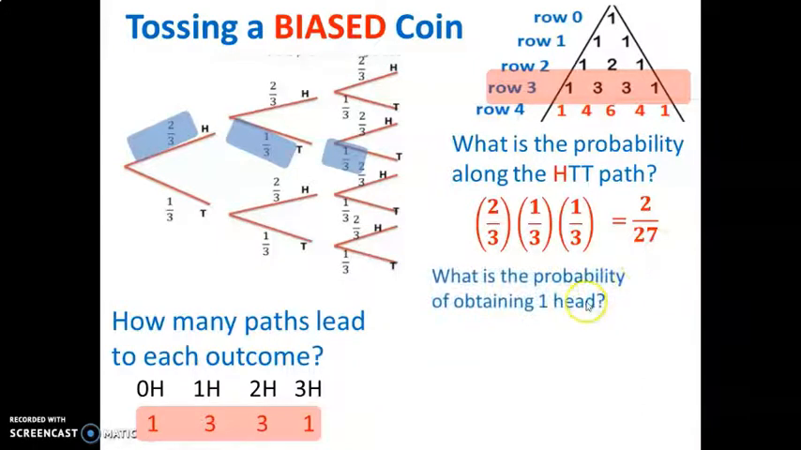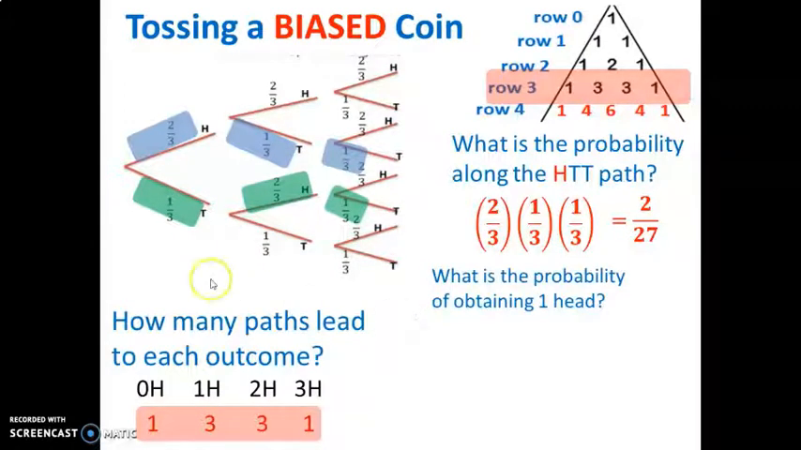Okay, next question. What is the probability of obtaining one head? Well, isn't that what we just found? We found the probability of getting one head. Oh, no, but there are more paths that lead to one head, right? We found out there's 3 paths. So what's the probability of obtaining one head? Well, it is the sum of the 3 paths.